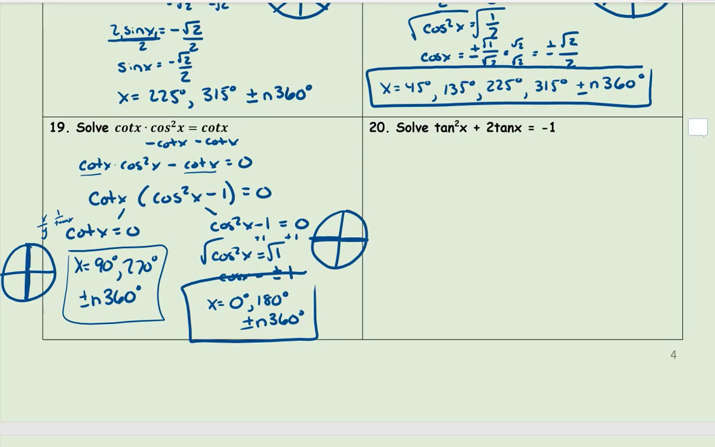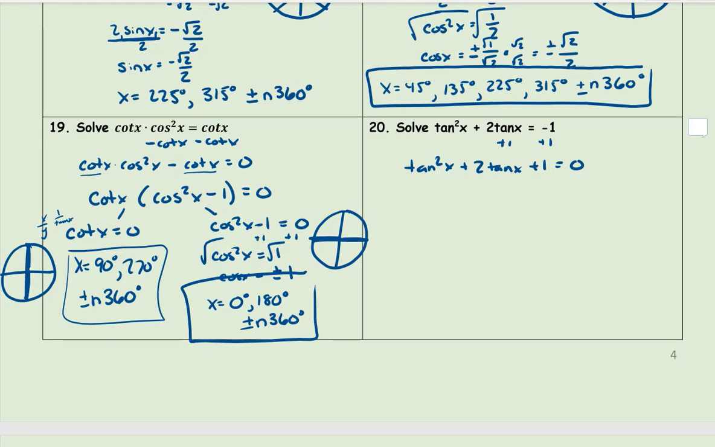In number 20, we have solve tangent squared x plus 2 tangent x is equal to negative 1. So what we're going to do is get everything on one side, because I don't know if you guys see this, but there's going to be something factorable here. So I'm going to add 1 to both sides and see what that does. So now I have tangent squared x plus 2 tangent x plus 1 is equal to 0.